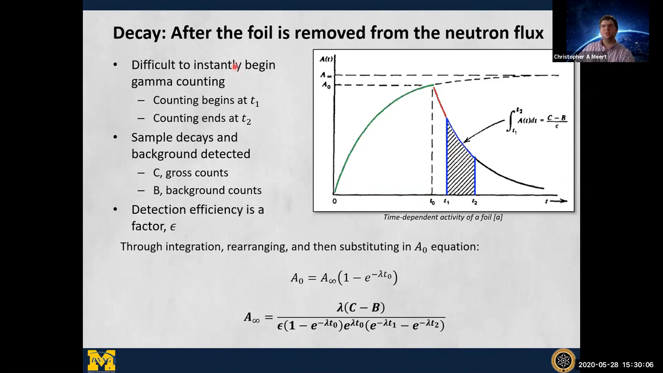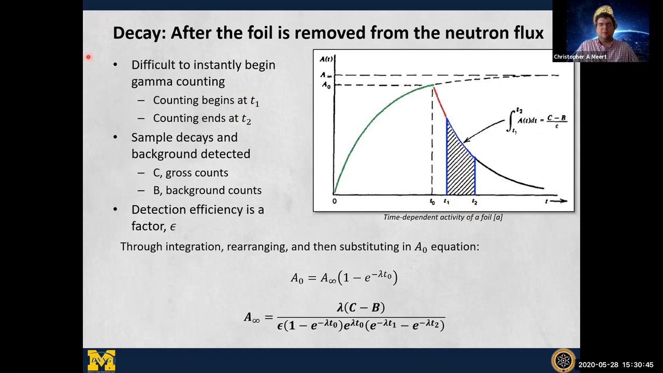First it'll take us some time to start counting. So you can imagine this red curve, that's when the sample is decaying, but we're not getting any information from that. It's just, say, in our calipers or forceps as we move to our counting station. And then we can count between time one and time two, which are shown in blue on this plot. We just do a total count between these two time bands, and it's related to an integral. During this time, we're going to observe what are called gross counts, which will be a combination of decays from the sample and also background counts.